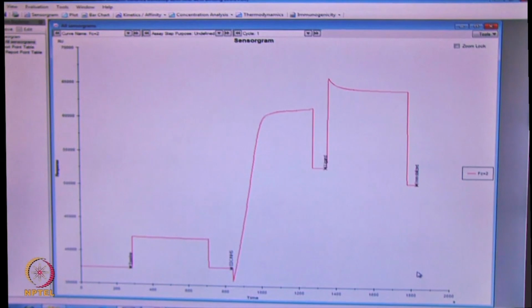So, as we observed, we have successfully immobilized anti-beta-2 microglobulin and will now proceed to our binding experiment in our next lecture.